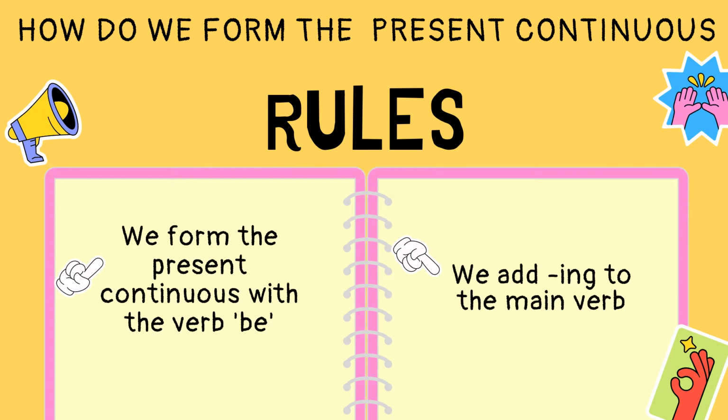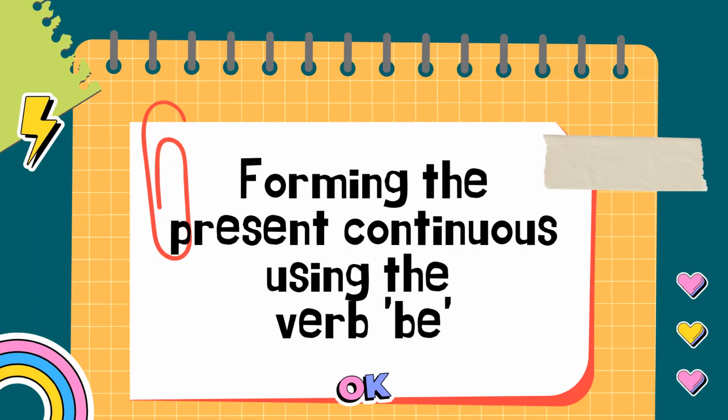The first rule is we need to form the present continuous with the verb be. Rule number 2, we add ing to the main verb. So, look at rule number 1 first: how to form the present continuous using the verb be.